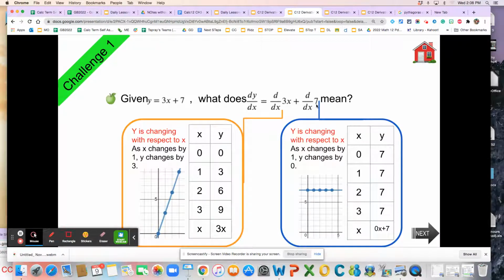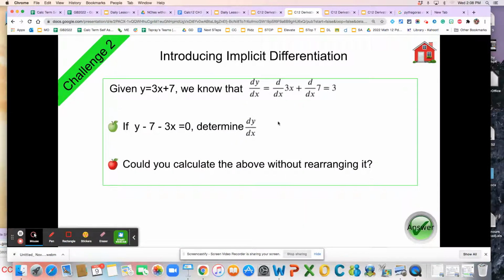Y equals 7 is a horizontal line at 7. So we can see we have these coordinates (0, 7), (1, 7), (2, 7), and so on. As x changes by 1, how is y changing? It's not. The derivative is 0. That's why we say the derivative of y equals 3x plus 7 is 3. Okay, so now what we're going to do is talk about implicit differentiation.